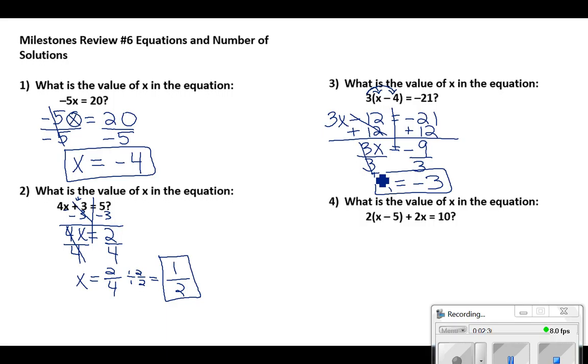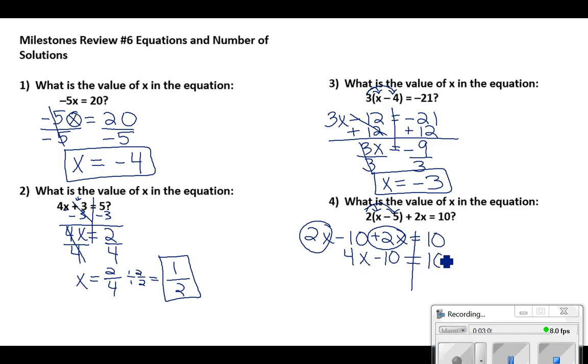Question 4. What is the value of x in the equation 2 times x minus 5 plus 2x equals 10? We're going to start with distributive property. 2x minus 10 plus 2x equals 10. Now we're going to combine like terms that are on the same side. And we can combine 2x plus 2x, which is going to give us 4x minus 10 equals 10.